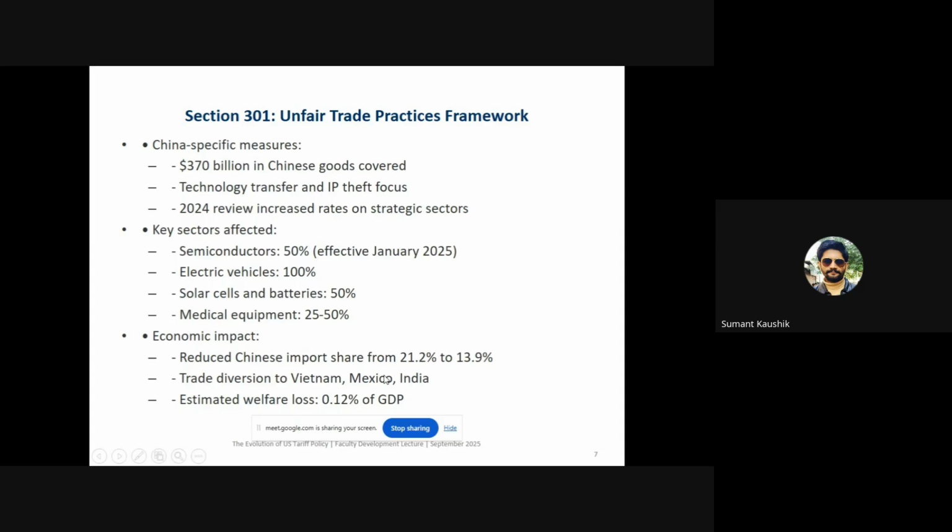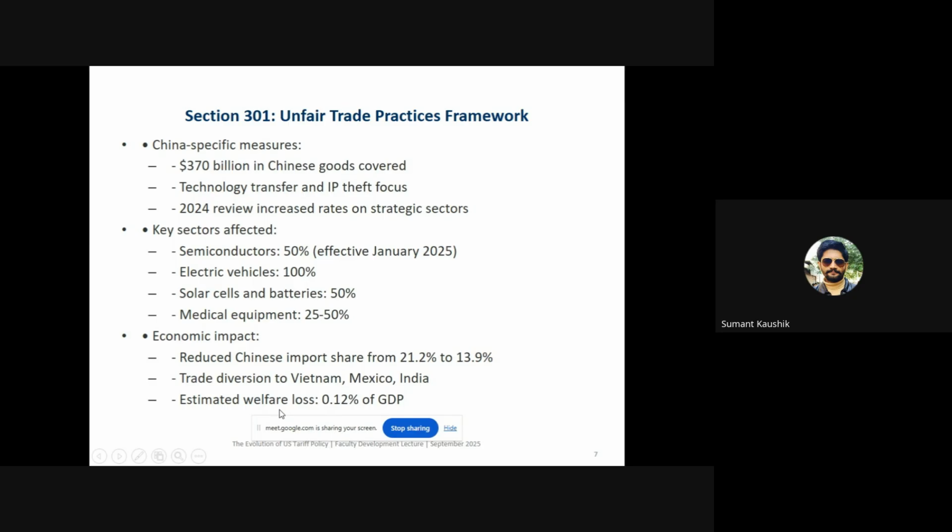These are a few economic impacts: the Chinese import share has been reduced from 21% to 13%. This trade is now being diverted towards Vietnam and Mexico, but not India right now, because India is already facing a 50% rate of tariff. The estimated welfare loss for the US will be 0.12% of GDP.